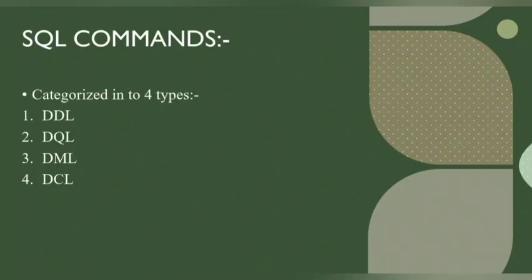And next one is DQL. DQL is nothing but the data query language. Query language is nothing but we are trying to fetch with the language. So for that we are using the command called select, right? So under this DQL we have the select command.